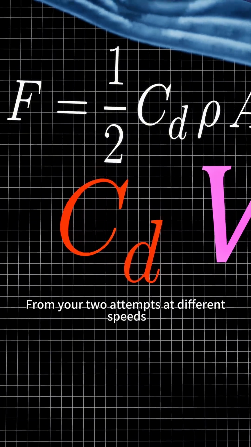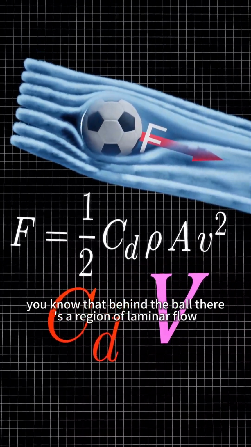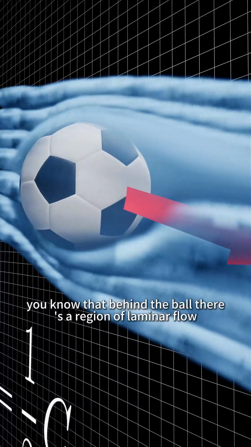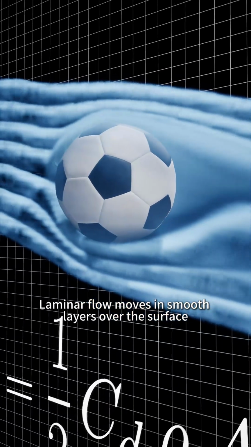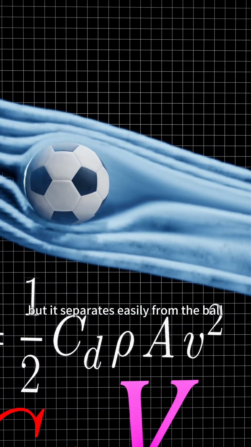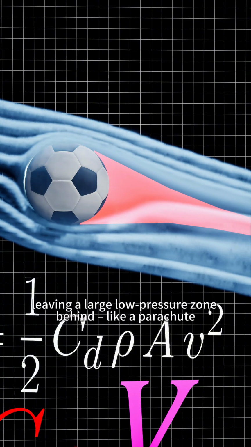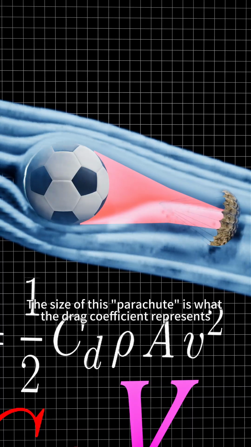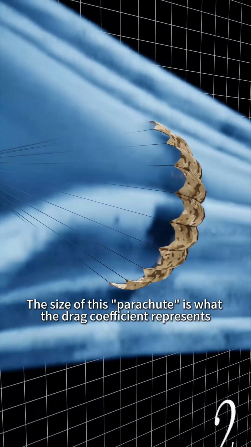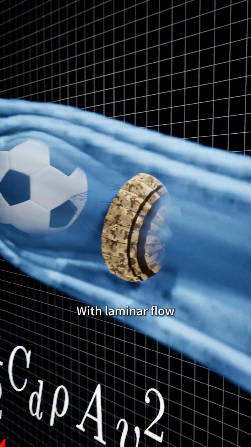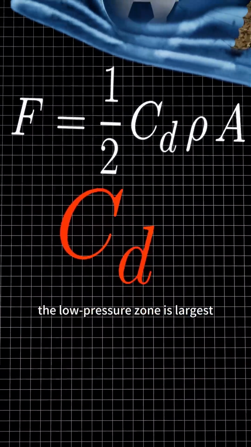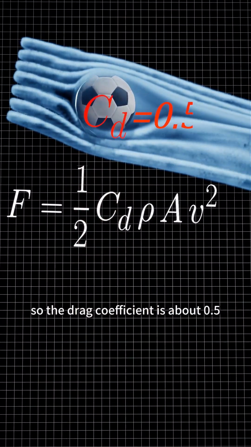From your two attempts at different speeds, you know that behind the ball there's a region of laminar flow. Laminar flow moves in smooth layers over the surface, but it separates easily from the ball, leaving a large low-pressure zone behind, like a parachute. The size of this parachute is what the drag coefficient represents. With laminar flow, the low-pressure zone is largest, so the drag coefficient is about 0.5.